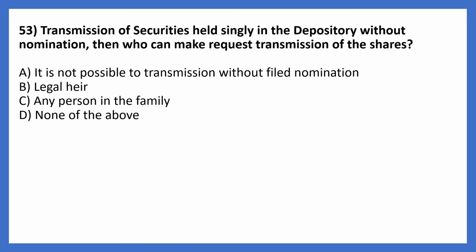Transmission of securities held singly in the depository without nomination, then who can make request transmission of shares? Option A it is not possible to transmission without file nomination, option B legal heir, option C, any person in the family, and option D, none of the above. The correct answer is option B, legal heir.